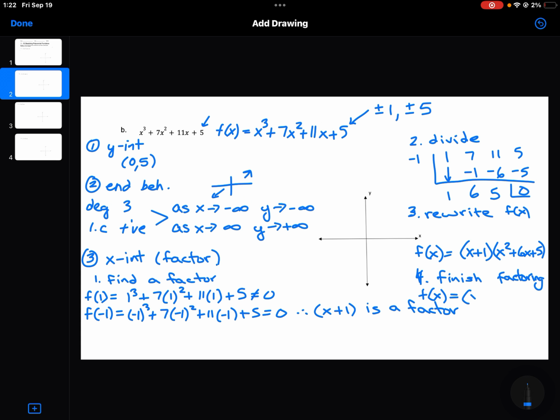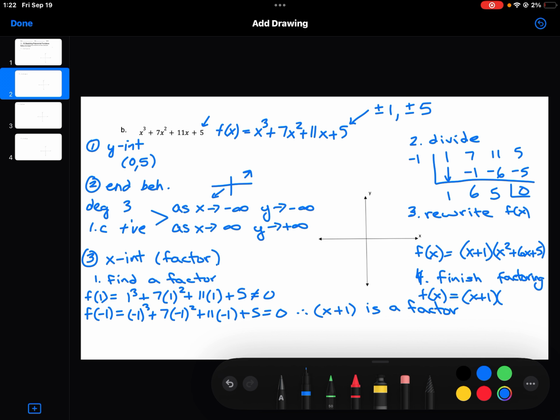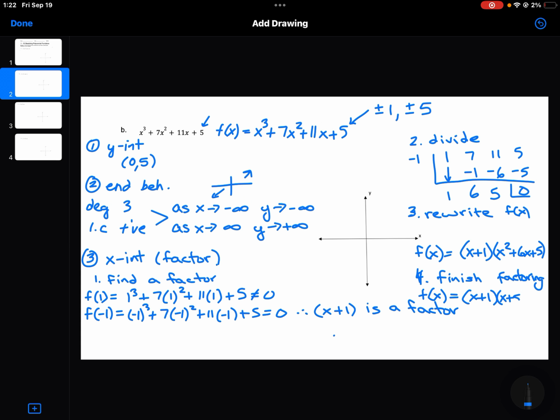So f at x is x plus 1 times x squared plus 6x plus 5. So then I've got x plus 1 multiplied by x plus 5 times x plus 1, which I can further simplify to x plus 1 squared times x plus 5, leading me to say that I only have two x-intercepts, minus 1 and minus 5.